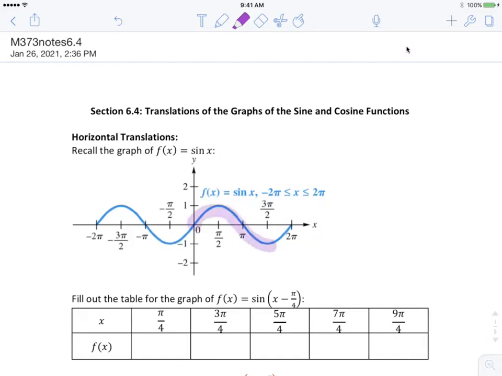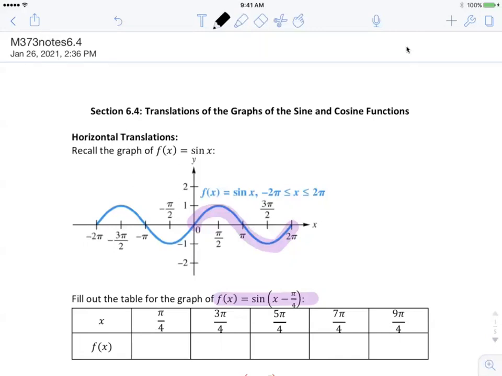This little pattern, okay? And then we're going to compare that to the graph of sine of x minus pi over 4. So that pi over 4 in parentheses with that x. What happens if we have that in there? And you can always get a graph by plotting points. So let's plot some points here and see what we come up with.